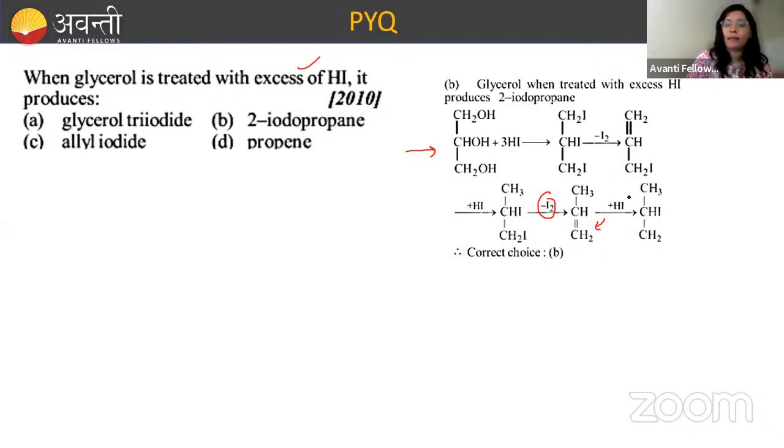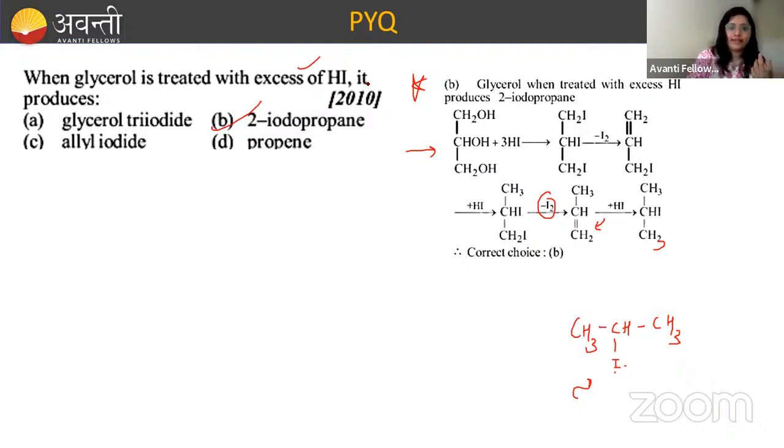Okay, now again what will happen? H and I are going to be added. So यहाँ पे you can see here H has added. So this compound is actually CH3, CH and CH3. So here is I. So what is this compound? 2-iodopropane, right? So very good question actually. It's a very good question. 2-iodopropane. You will just read the question now. The glycerol is treated with excess HI, it will produce.